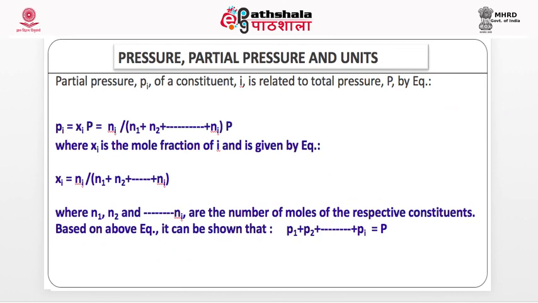Now, the partial pressure. This partial pressure is used in Henry's law and elsewhere. Partial pressure Pi of a constituent is related to the total pressure by this equation. What is that equation? Partial pressure equals mole fraction of that constituent times total pressure. And how is the mole fraction calculated? The number of moles of the contaminant or substance divided by the number of moles of all the other substances N1, N2, etc. And total pressure equals the sum of the partial pressures of individual constituents.